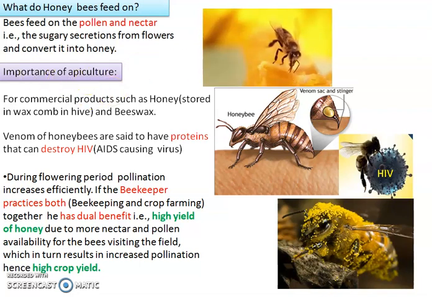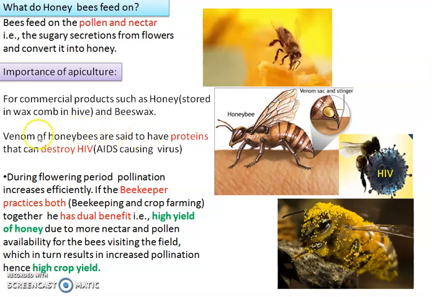What is the importance of apiculture? For commercial products such as honey, they are reared mainly for honey, and this honey is stored in the wax comb in a hive. And bee wax is also another important product. Venom, I said in the first slide, venom of honey bees is said to have proteins. See, this is the magnified view of a venom sac shown here, and people extract venom from this.